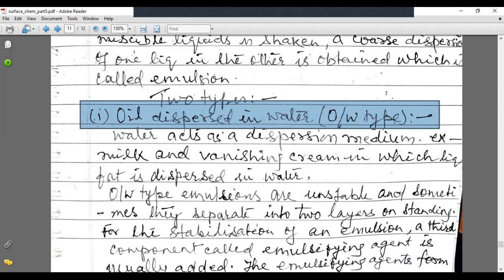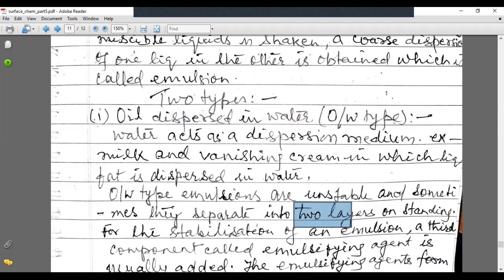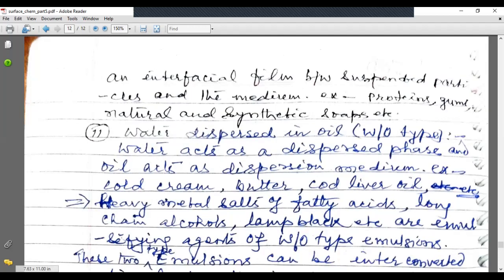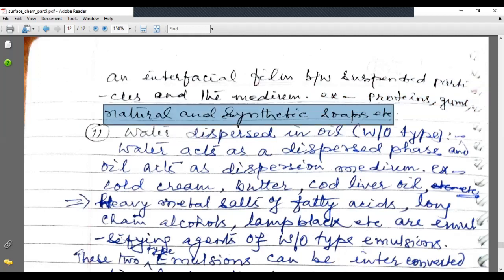OW type emulsions are unstable and sometimes they separate into two layers on standing. So for the stabilization of an emulsion, a third component called an emulsifying agent is usually added. The emulsifying agents form an interfacial film between the suspended particles and the medium. Examples: proteins, gums, natural and synthetic soaps, etc.